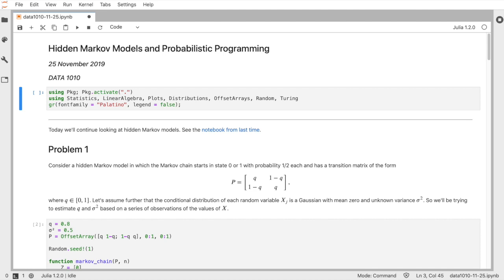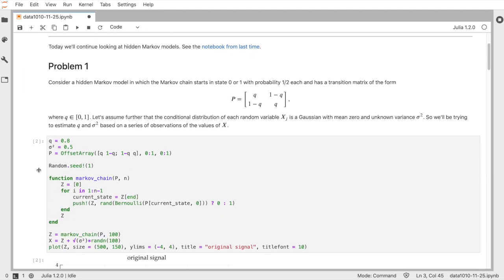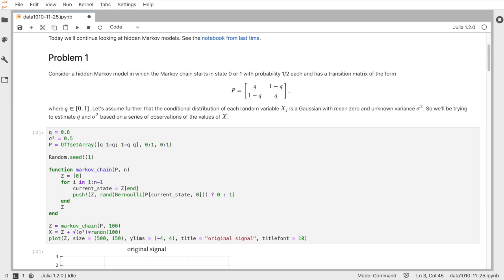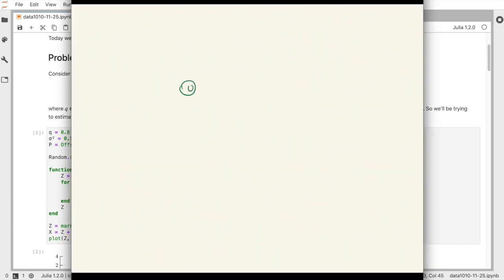Today we'll continue to discuss hidden Markov models and expectation maximization, and we'll use that as a segue to briefly discuss probabilistic programming. So the example we're going to discuss is a hidden Markov model, where the Markov chain starts in state 0 or 1 with probability a half each, and then moves according to a transition matrix of the form Q, 1 minus Q, 1 minus Q, Q.